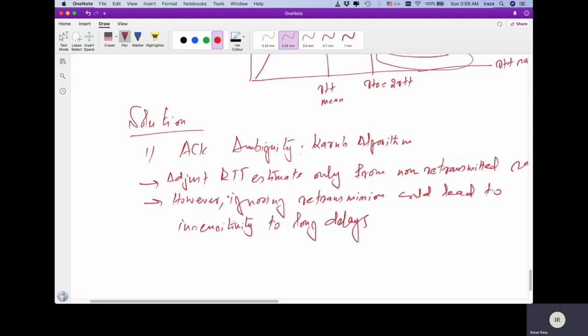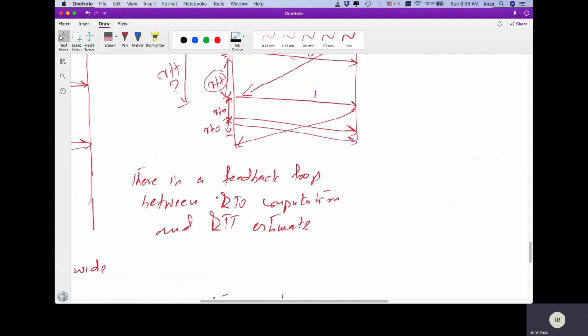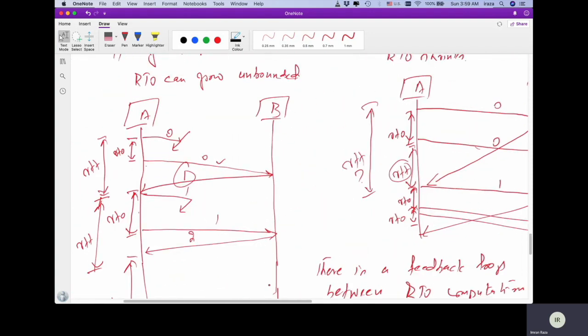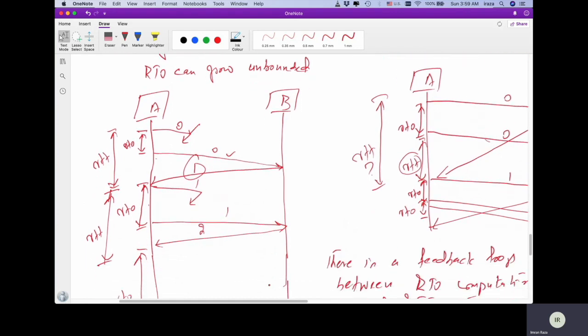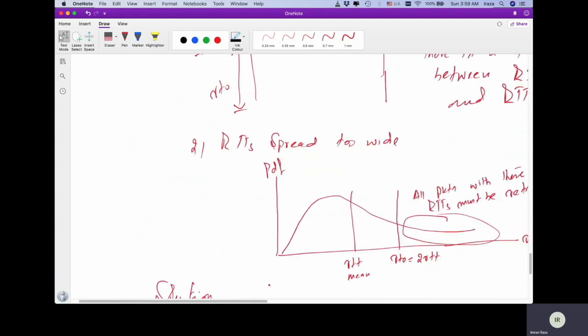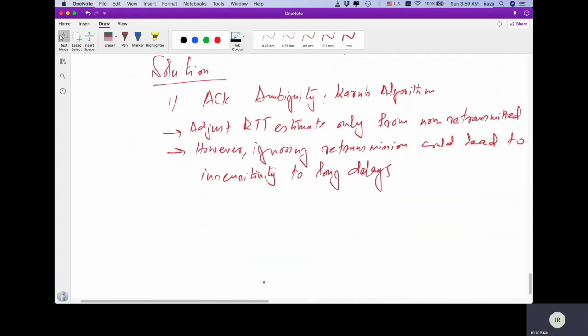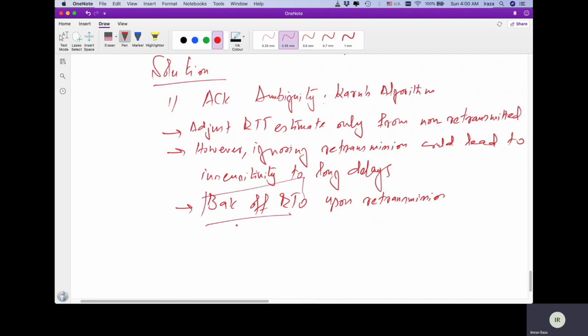And we have seen this in the example where we tried to associate the acknowledgement with the original packet. In this case, the RTO was growing unbounded. So we have to keep this in consideration. This means we need to back off the RTO upon a retransmission. So whenever there is a retransmission, we need to back off the RTO, the retransmission timeout.